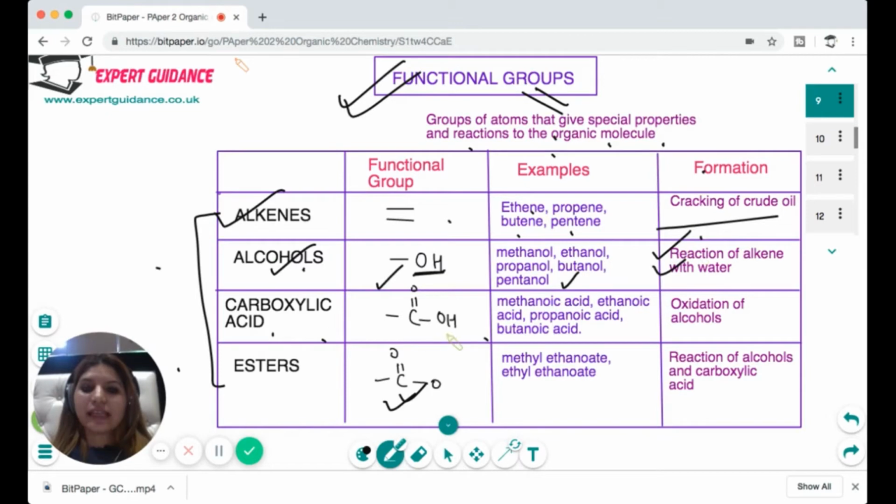And carboxylic acid is COOH, which gives methanoic acid, ethanoic acid, propanoic acid, butanoic acid, and we get them by oxidation of alcohols. And esters are methyl ethanoate, ethyl ethanoate, and we get them by the reaction of alcohols and carboxylic acids. So now let us see all of them in detail.